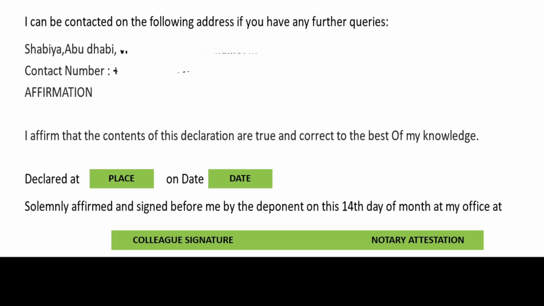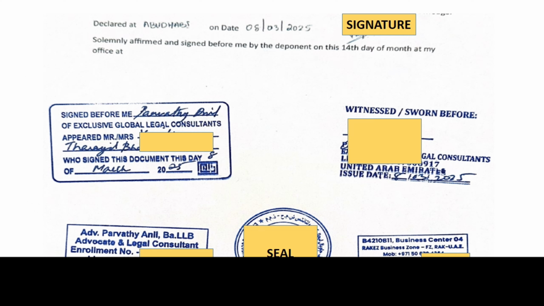Then at the end of this document is the notary attestation. Notary attestation is very, very important, and they want to take care of it. Your colleague, in front of the notary person, mentions the signature, the date and the place. Then the notary person attests this document.